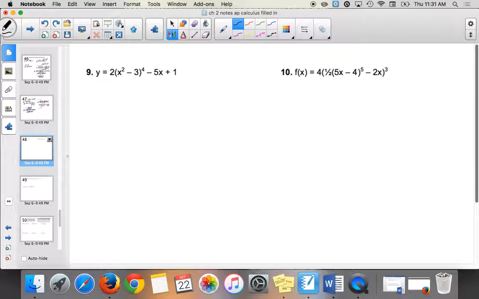So do you guys see it's like multiple u substitutions? So it's a 2, it's a w. So we treat that as our u. So we have 4u cubed. So how do I take the derivative of 4u cubed? It'd be 12u squared, right? So we're going to have 12, the u part squared, and then times the derivative of u.